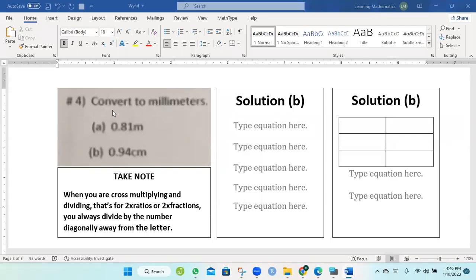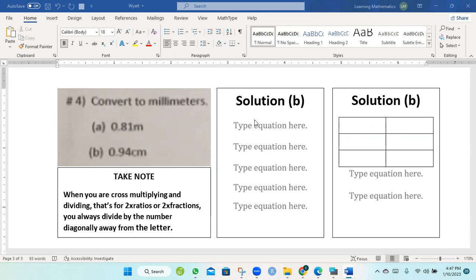This question says, convert to millimeters, 0.94 centimeters. Because in a previous video, we did 4.81 meters already. So we have to convert 0.94 centimeters to millimeters. If you have 0.94 centimeters, how many millimeters is that?